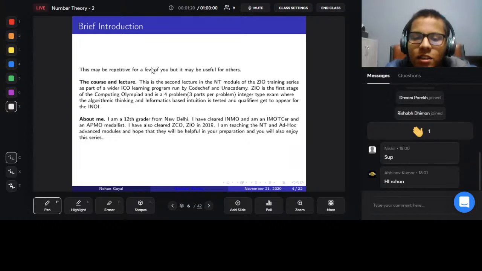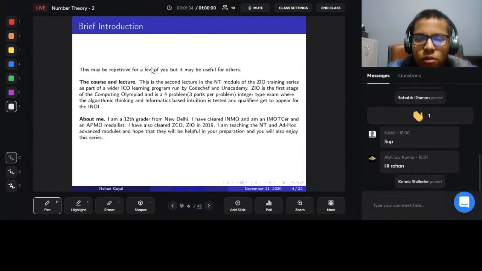So ZIO is the first stage in the computing Olympiad program, and the format is there are 12 problems, 4 problems, and 3 subparts of each, and you have to submit an integer answer to them. They mostly test your algorithm thinking and informatics based intuition. Sometimes the problems are more direct, but usually you have to find an algorithm and then solve them.